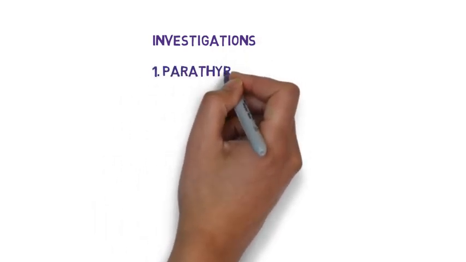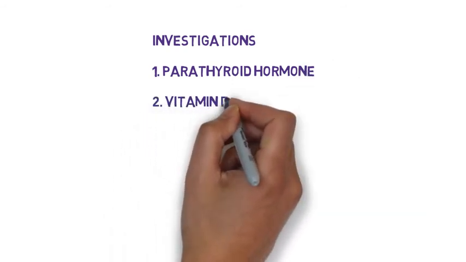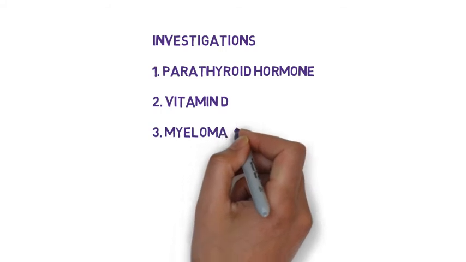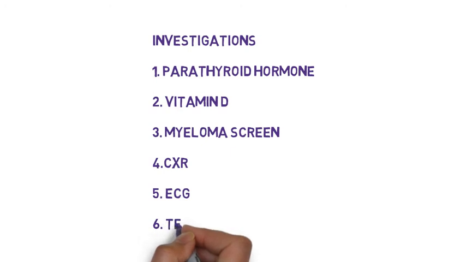And what investigations can we use in high calcium? Well, you'd want to look at the parathyroid hormone. See, do they have primary hyperparathyroidism? Is there a lot of parathyroid hormone being secreted, causing the calcium to go up? You look at the vitamin D again. Is there a lot of vitamin D causing increased calcium? It could be useful to do a myeloma screen, an ECG and a chest X-ray. And of course, sarcoidosis is a cause of raised calcium.